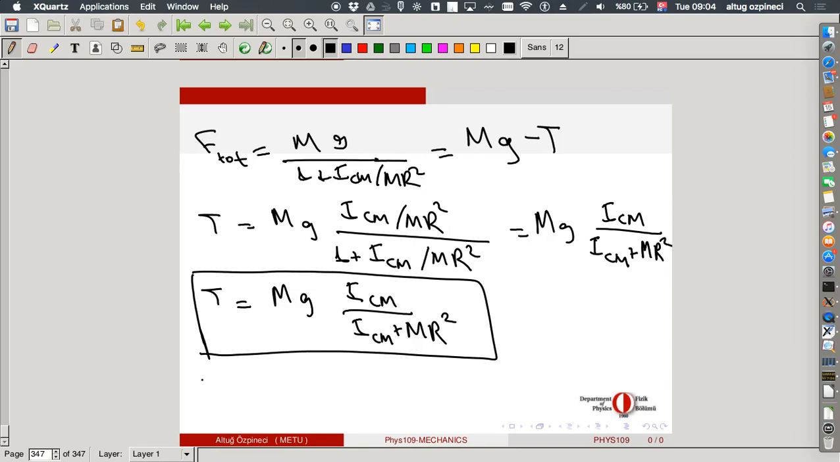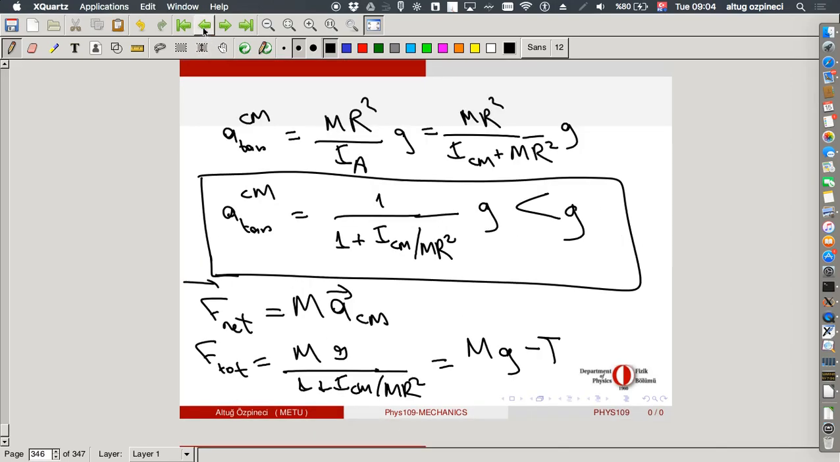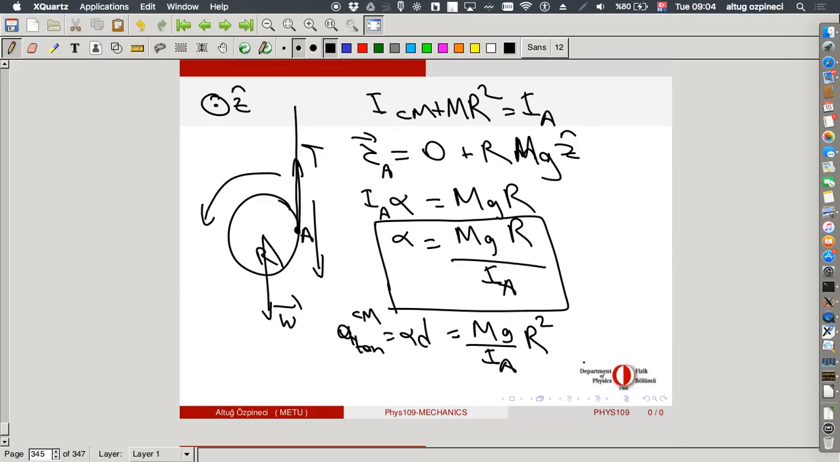Now let's look at one more thing. Let's look at tension times R divided by I center of mass. This is mr divided by I center of mass plus mr squared times g. Well, we had already determined the angular acceleration. Angular acceleration is mr squared over I center of mass plus mr squared times g.